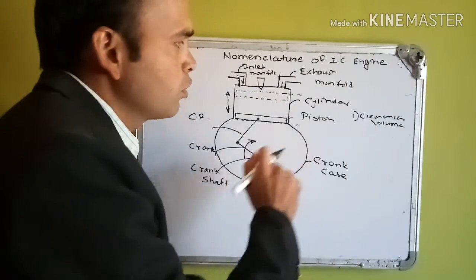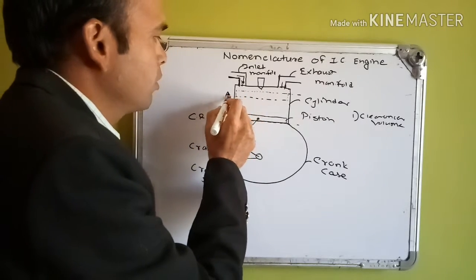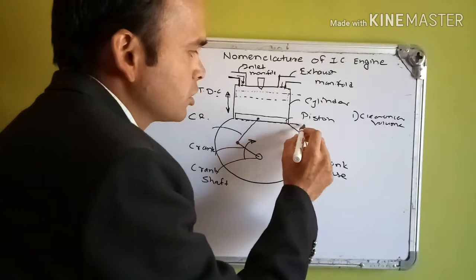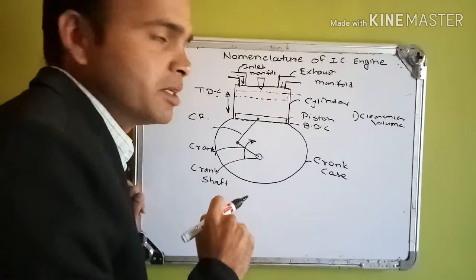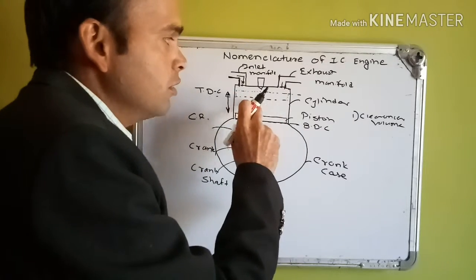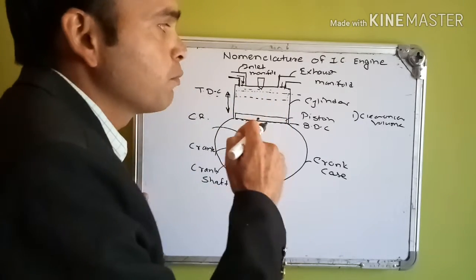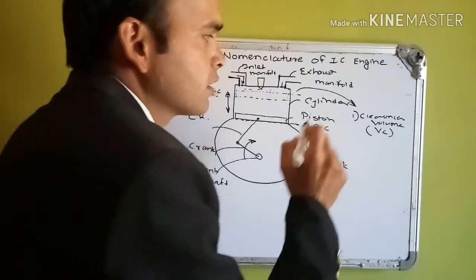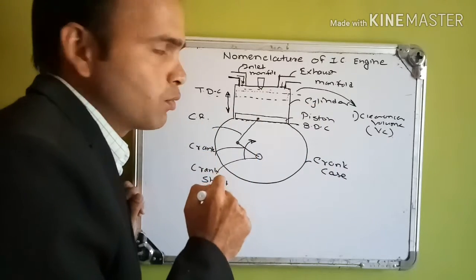Now, clearance volume: when the piston is at the top position, that particular position is called top dead center, and the bottom position is called bottom dead center, that is TDC and BDC. Now when the piston is at top dead center, at that extreme position, whatever volume of the cylinder is there above the piston, that volume is called the clearance volume, which we are going to indicate by V suffix C.